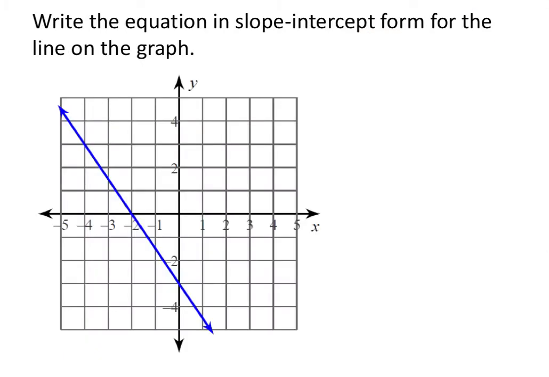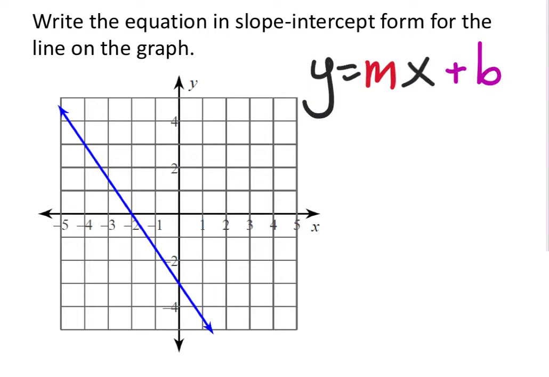All right, write the equation in slope-intercept form for the line on the graph. Okay, well remember, slope-intercept form is y = mx + b, and that's m times x, right? It's a coefficient. We just need to replace the m and the b, if we can find them.